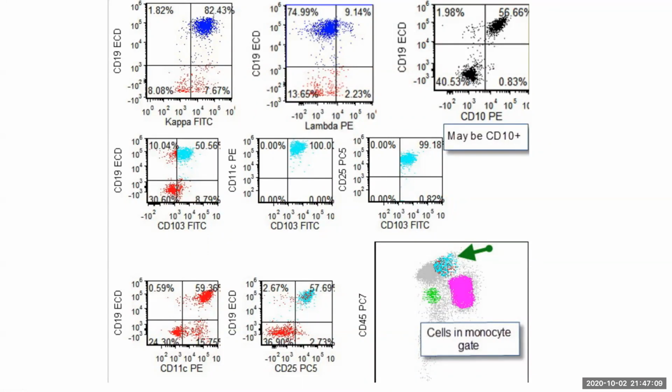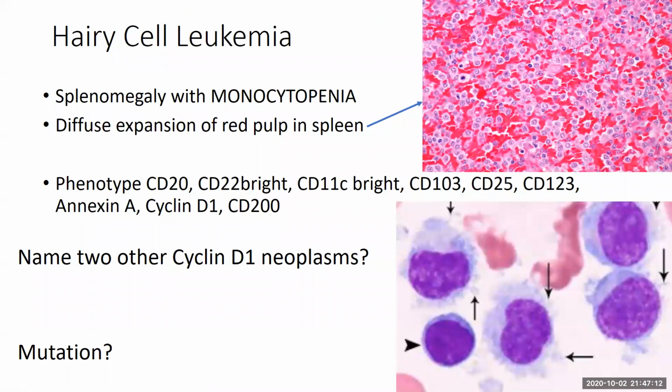Hairy cell leukemia. Right. Going over hairy cell, you should almost always see monocytopenia, right? Splenomegaly, you see diffuse expansion involving the red pulp. The red pulp is key, because we'll see in a second. And what is all this red? This is all hemorrhage in the background, and this has classically been described as red lakes. The phenotype, as we just discussed, everything there along with annexin, cyclin D1 and CD200.